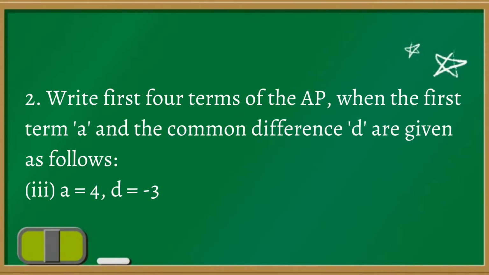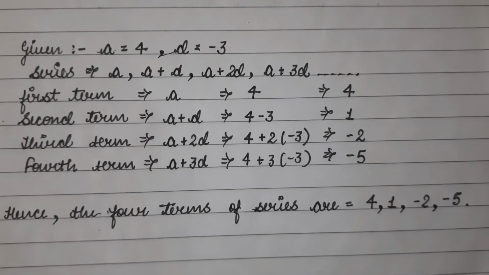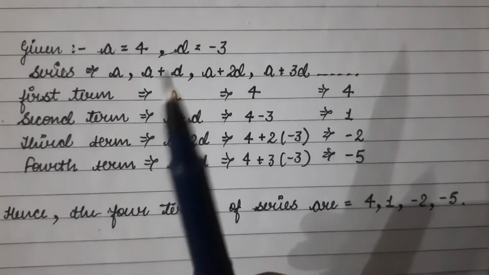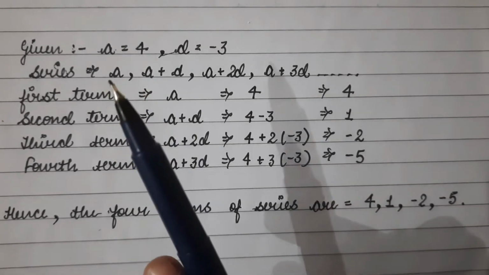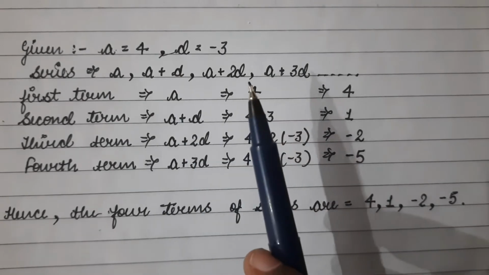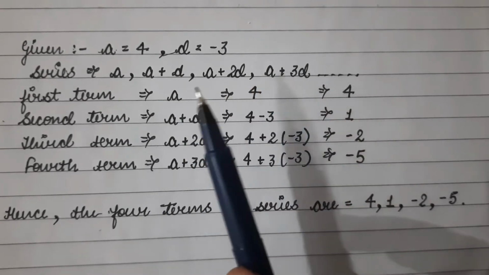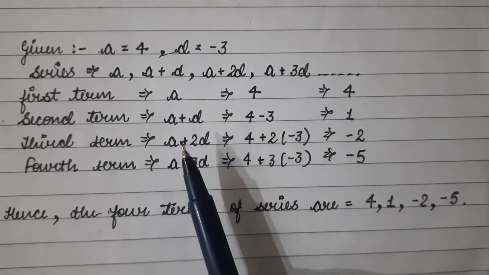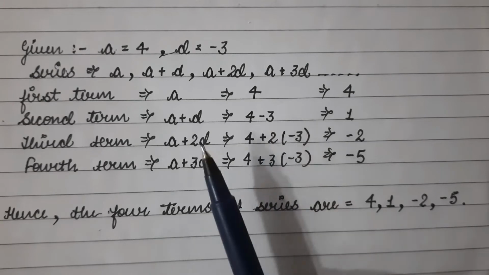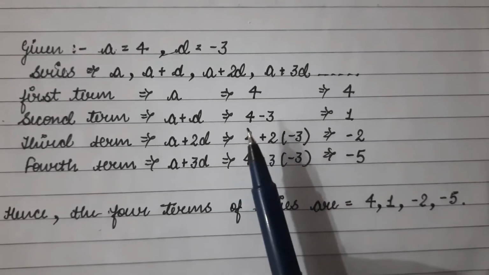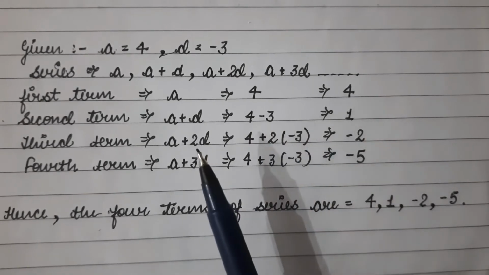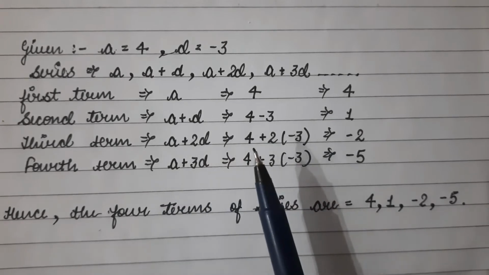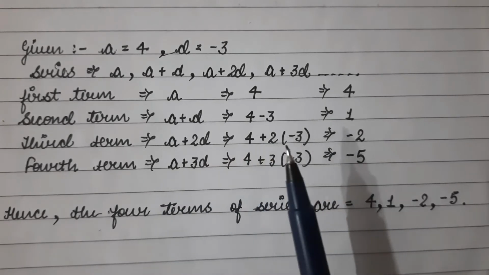Now the third part of the question. In the question it is given that A is equal to 4 and D is equal to minus 3. Like the previous two questions, here also we know that the series in AP is written in general as A plus D, A plus 2D, A plus 3D. So the first term is A, which is given in the question as 4. And the second term is A plus D. We will simply put the values of A and D, that is 4 and minus 3. 4 minus 3 is equal to 1. Now the third term is A plus 2D. The value of A is 4 and the value of D is minus 3.